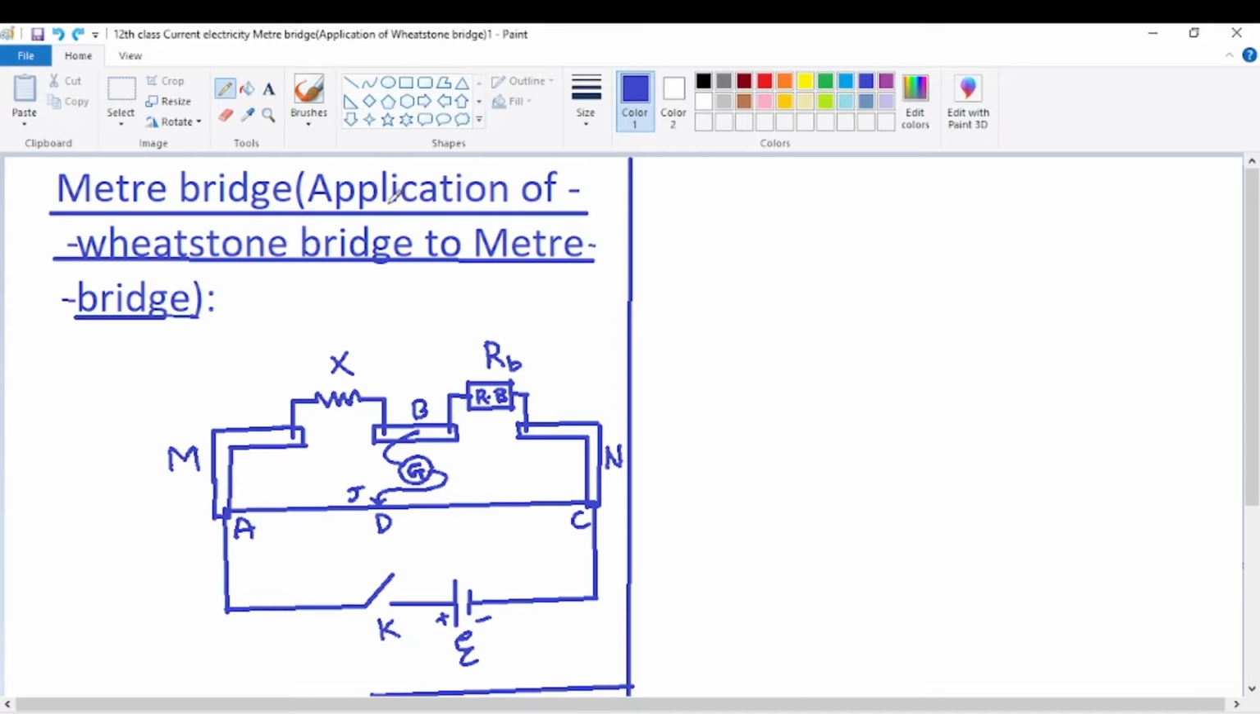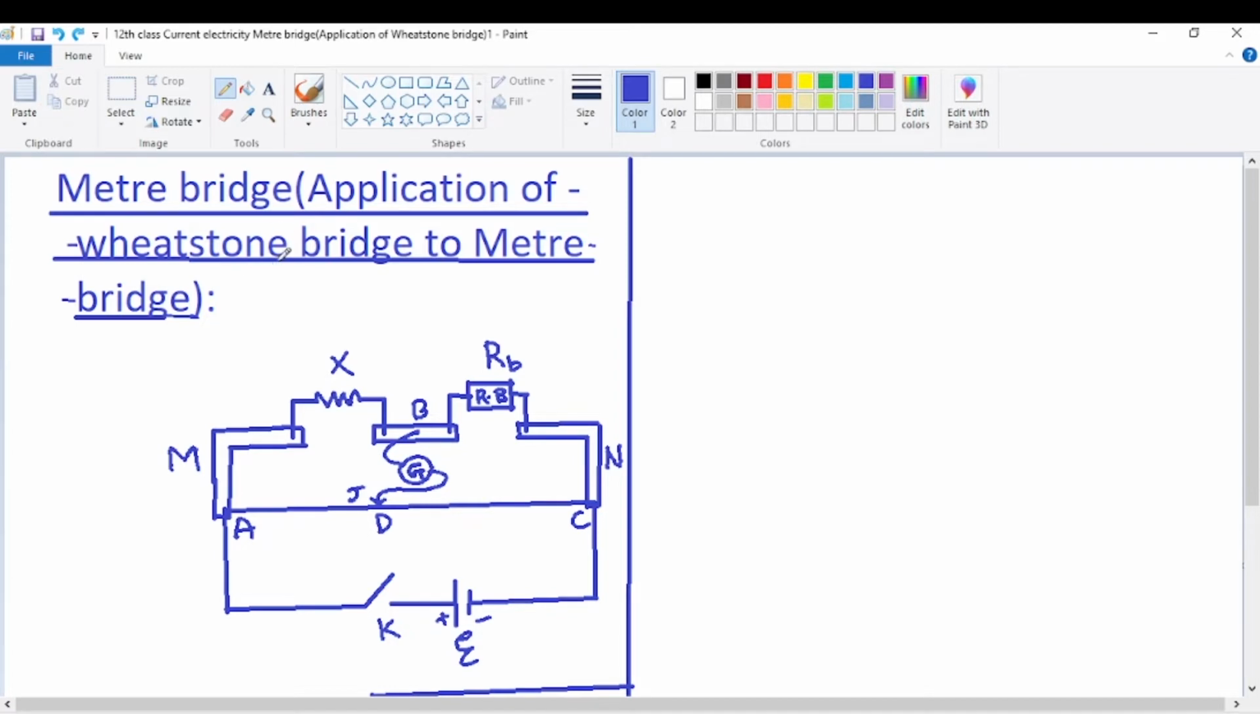So the topic can be: explain an application of Wheatstone bridge to meter bridge, or explain application of Wheatstone bridge principle to meter bridge. That way also the question can be given. So really, a meter bridge is the practical form of the Wheatstone bridge.